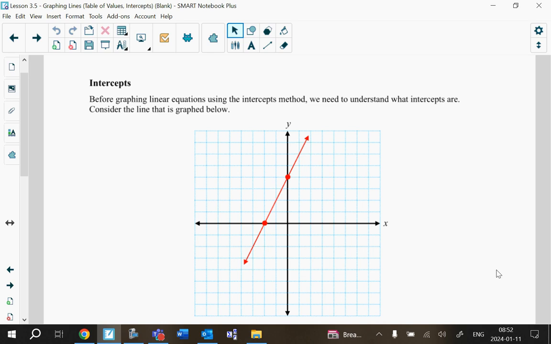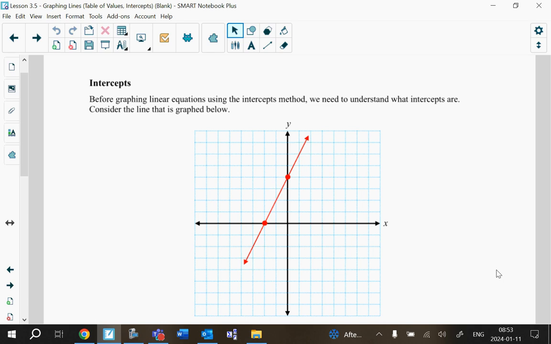The next way to graph them is actually kind of nice because you never have to solve for y. You can work right with the equation as it is. So sometimes the table of values might be the easier thing to do. Sometimes this method might be easier. Sometimes the third method that we'll talk about tomorrow might be easier to do. So this is called the intercepts method, and we only find 2 points on the line.